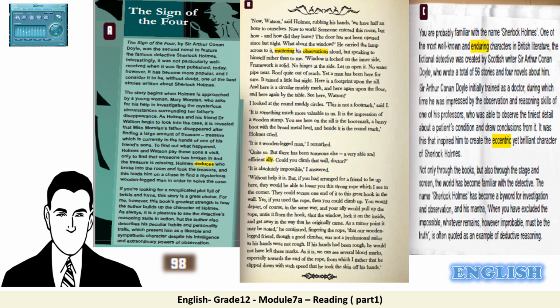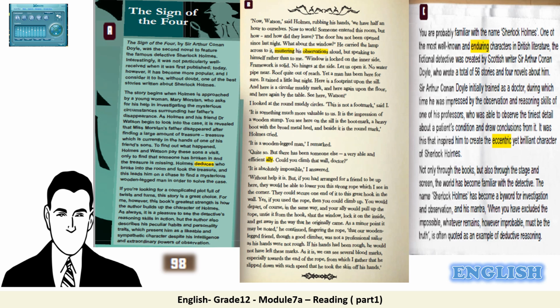You are probably familiar with the name Sherlock Holmes. One of the most well-known and enduring characters in British literature, the fictional detective was created by Scottish writer Sir Arthur Conan Doyle, who wrote a total of 56 stories and 4 novels about him. Sir Arthur Conan Doyle initially trained as a doctor, during which time he was impressed by the observation and reasoning skills of one of his professors, who was able to observe the tiniest detail about a patient's condition and draw conclusions from it. It was this that inspired him to create the eccentric yet brilliant character of Sherlock Holmes.